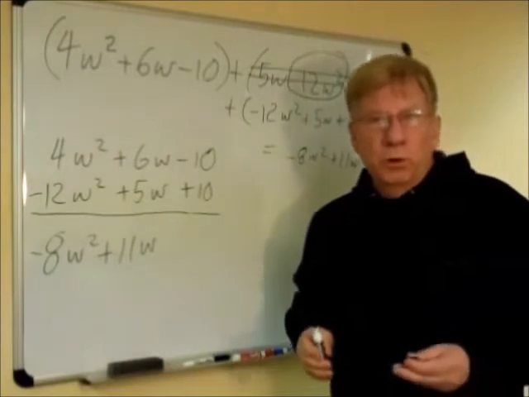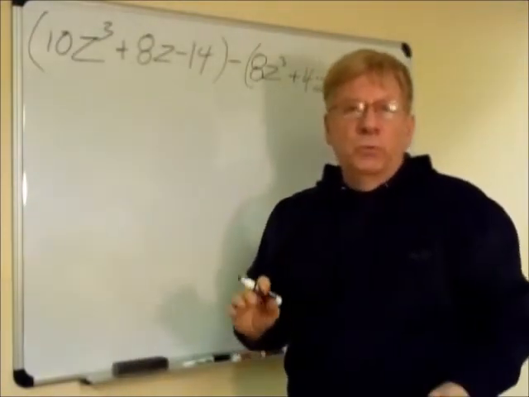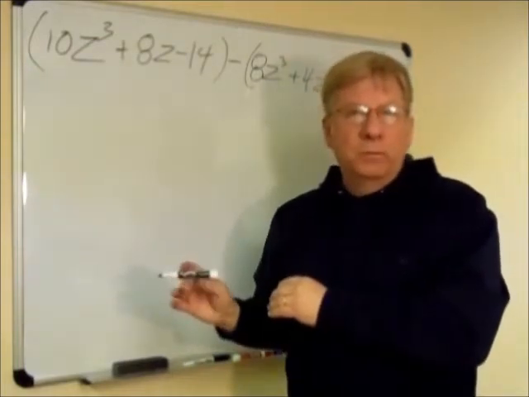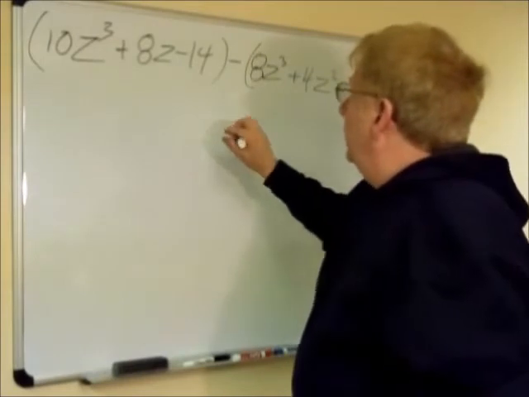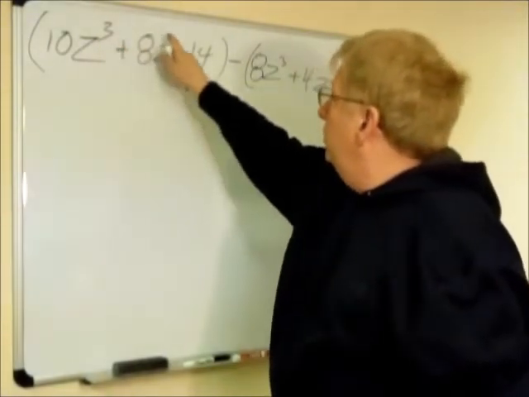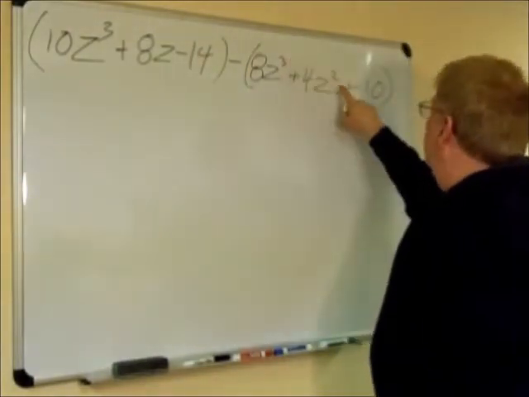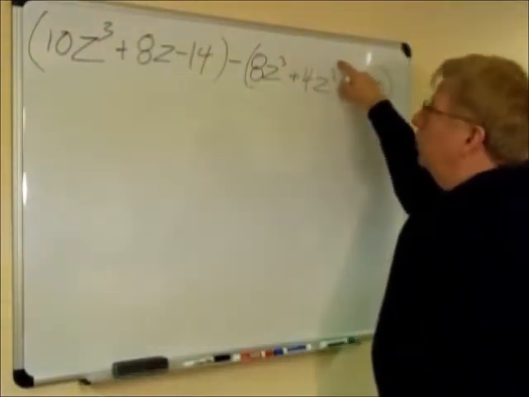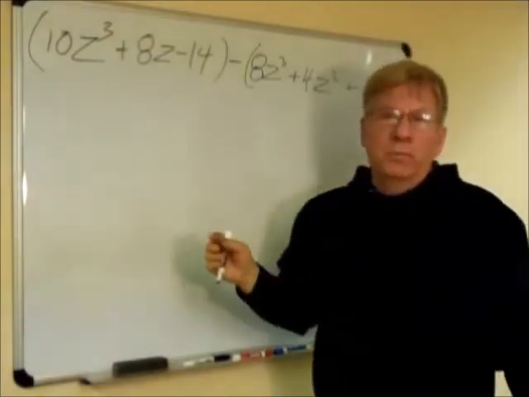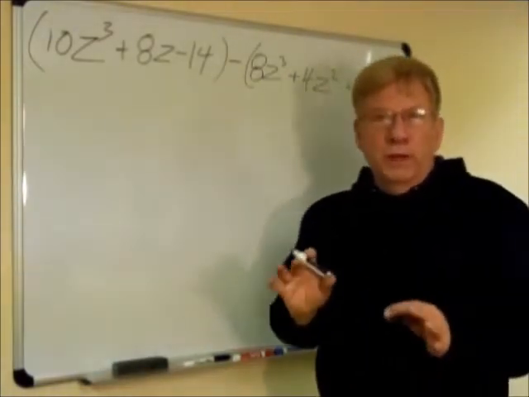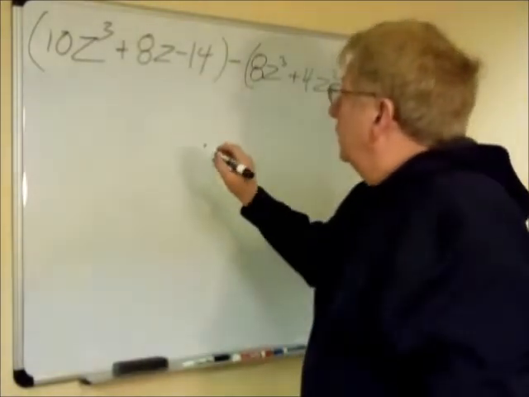Alright, I'd like to do one more example for you. So we have two new issues here. One is we're subtracting instead of adding, not too big a deal. And the other is that we have a cubed term and an exponent to the 1 over here. Over here we have a cubed term and an exponent squared, and we don't have an exponent to the first power. So it's going to be really important that we line these up correctly. So I'm going to do this vertically.